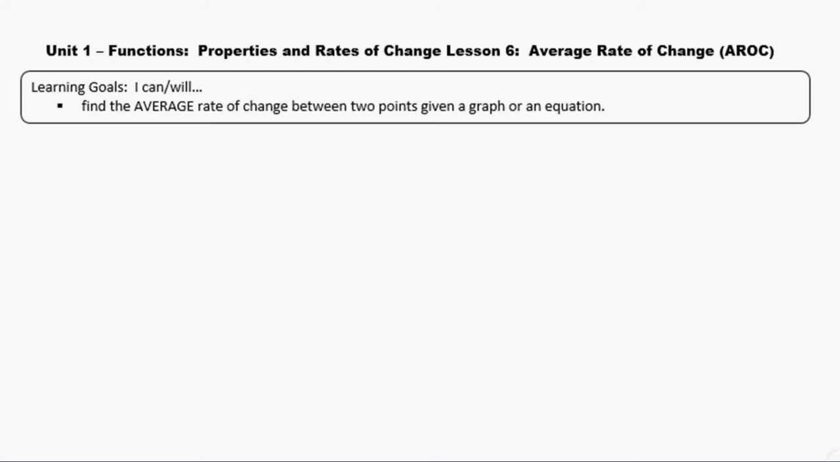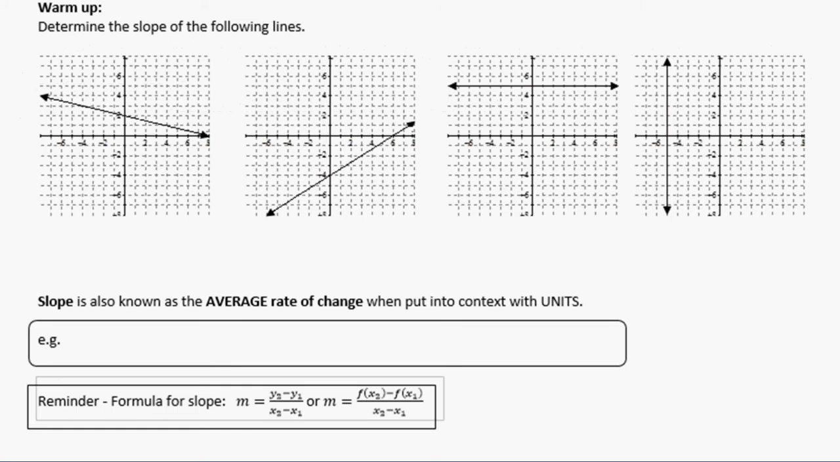Welcome to Unit 1, Functions, Properties, and Rates of Change, Lesson 6, Average Rate of Change, otherwise known as the AROC. My learning goals today: I can and will find the average rate of change between 2 points given a graph or an equation, and I'm also going to interpret that average rate of change.